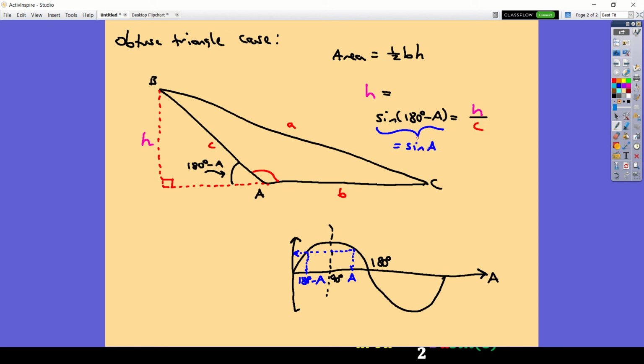Okay, so our formula is going to be exactly the same if we've got an obtuse triangle. You can finish off the steps, solve for h in here, and then stick it up here, and you're going to get a similar expression for the area. Okay, so that's our proof fully complete.